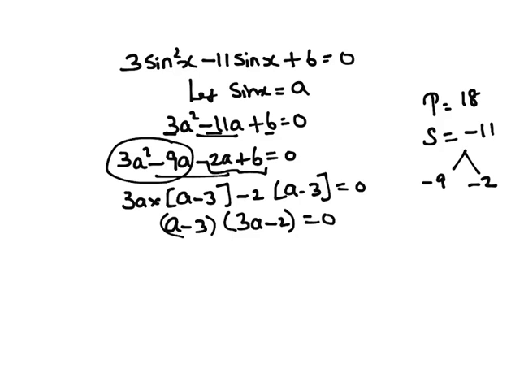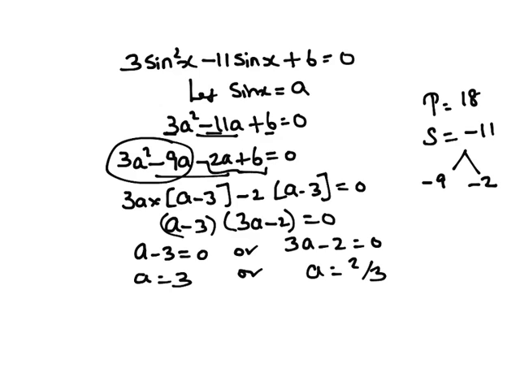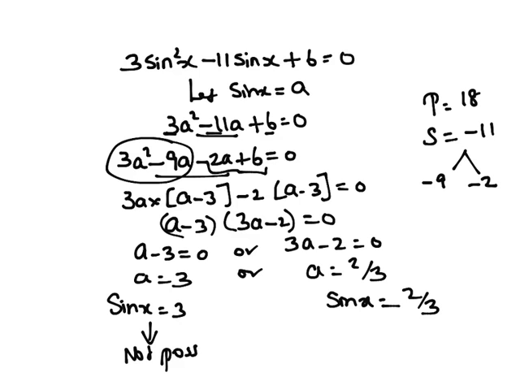Now according to the zero product rule, a minus 3 is 0, or 3a minus 2 is 0, which means a equal to 3 or a equal to 2 upon 3. Now we all know that a is nothing but sin x, so sin x is equal to 3 or sin x equal to 2 by 3. Now we know that this is not possible, isn't it, students? Do you know why it is not possible?